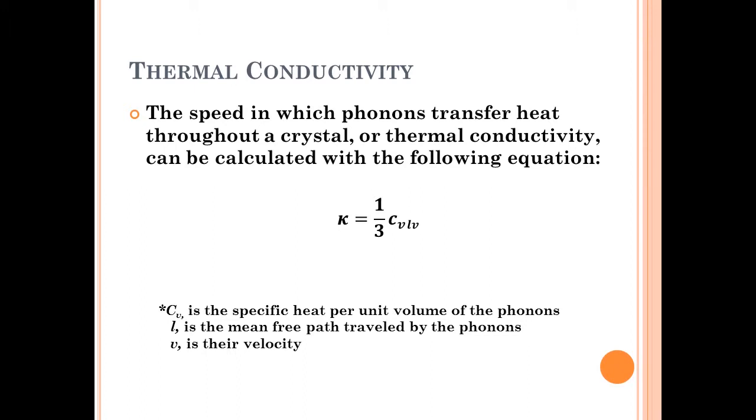Thermal conductivity, kappa, is equal to the specific heat of the material multiplied by the mean free path traveled by the phonon, multiplied by the velocity of the phonon. The product is then divided by 3. This is a formulaic approach to showing how phonons have an effect and ultimately determine the thermodynamics of a solid.